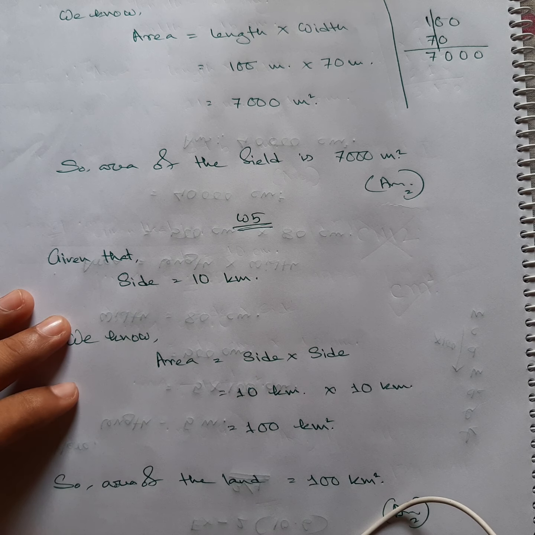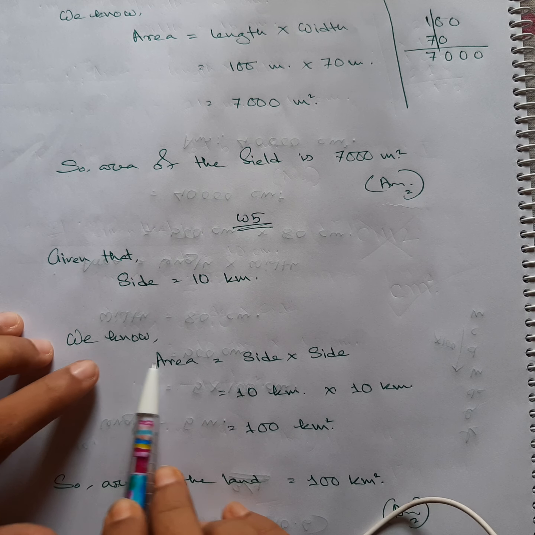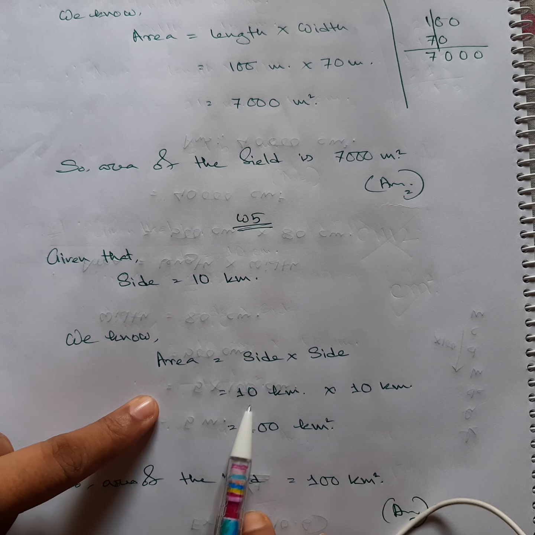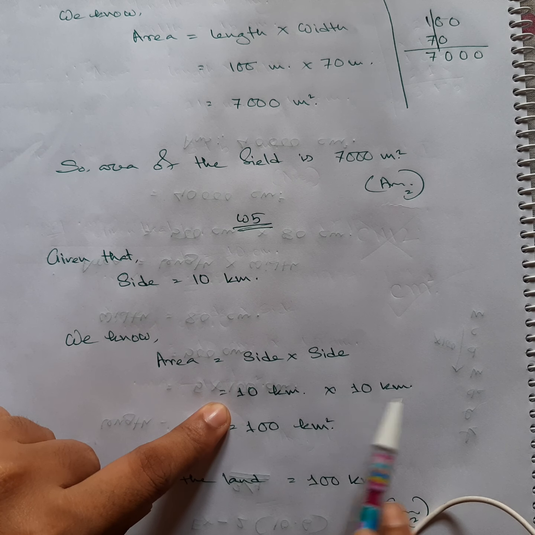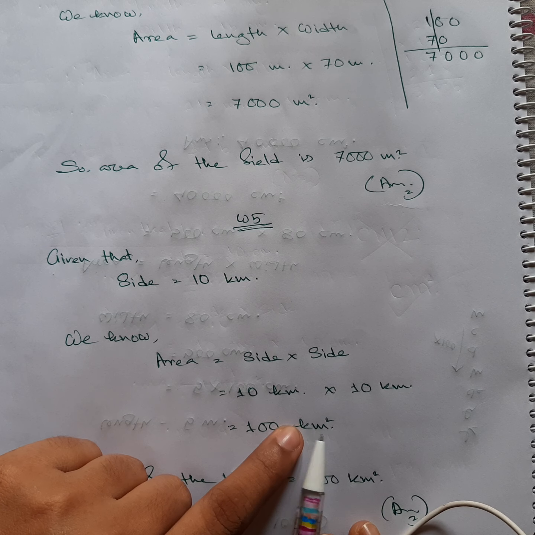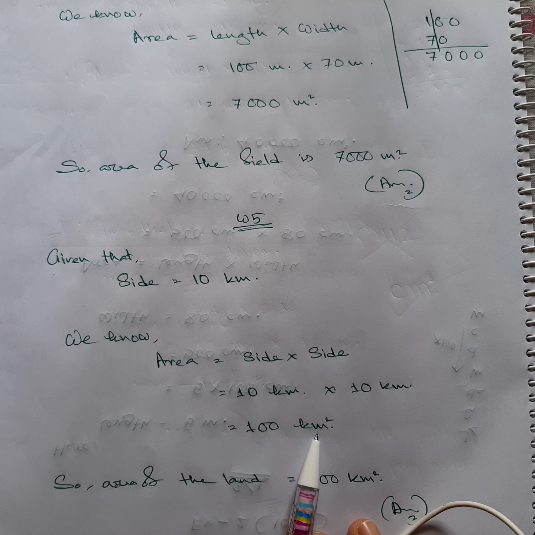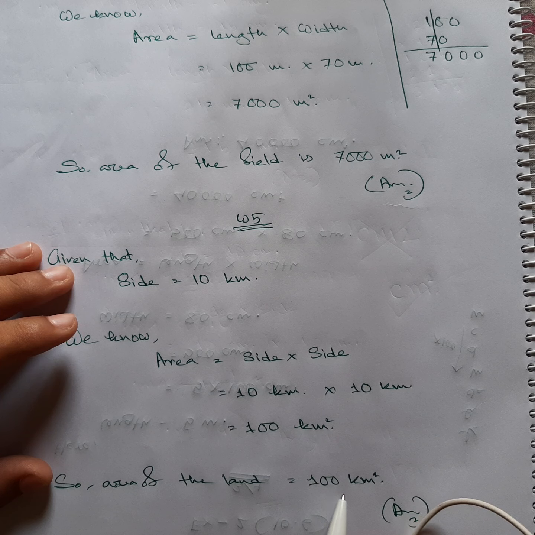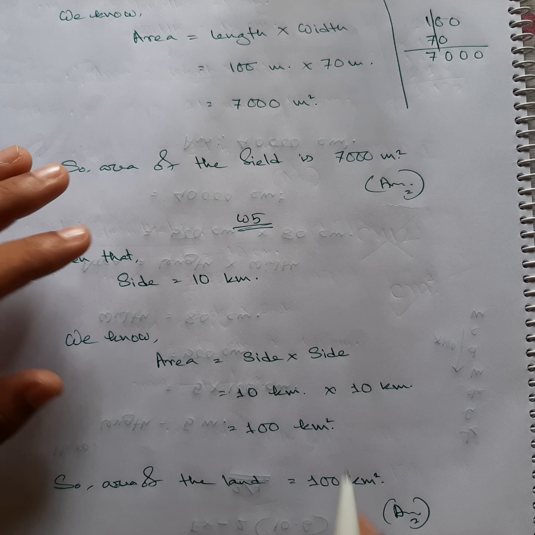Again, the side is given. Now we have to write down the formula over here: 10 into 10, kilometer into kilometer. 10 into 10 is 100, and kilometer into kilometer is kilometer square. So the area of the land is 100 kilometer square.